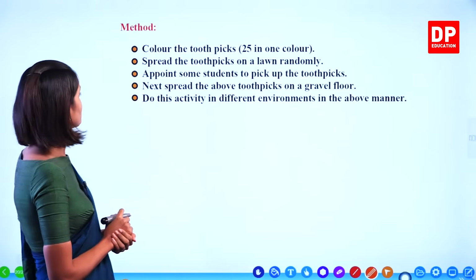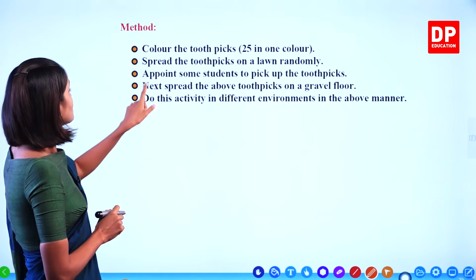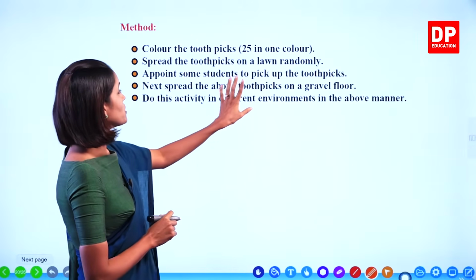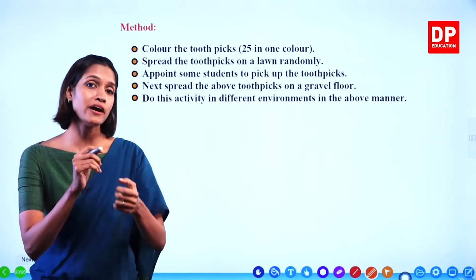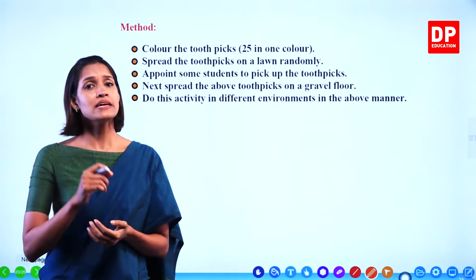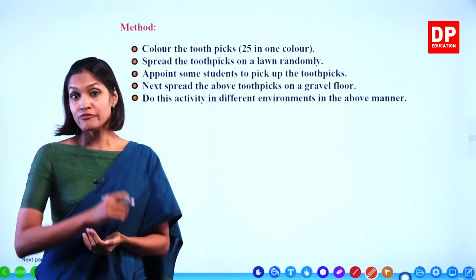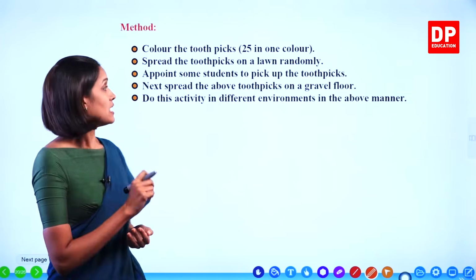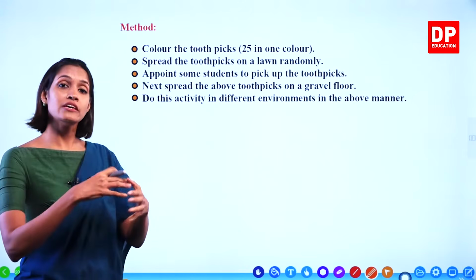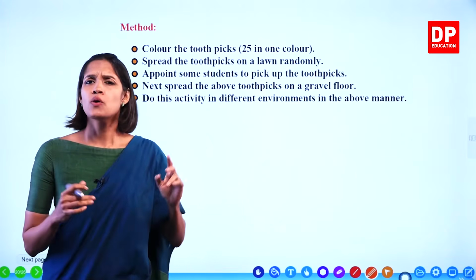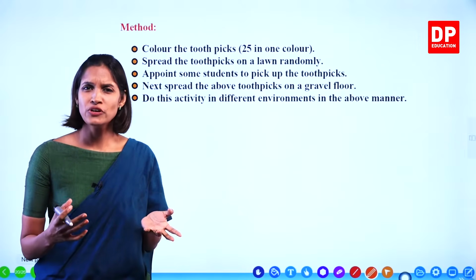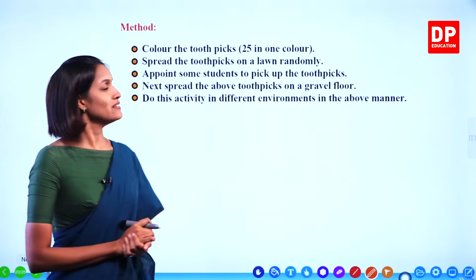Okay, children? Right. Next spread the above toothpicks on a gravel floor. You have to collect all the toothpicks and you have to count the number of toothpicks that were picked up by the children with different colors, and then you have to collect them together, you have to mix them, and you have to spread them on a gravel floor. What is the color of a gravel floor? It is brown in color, right?